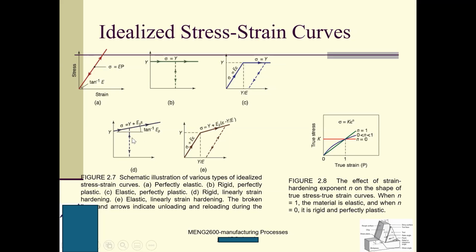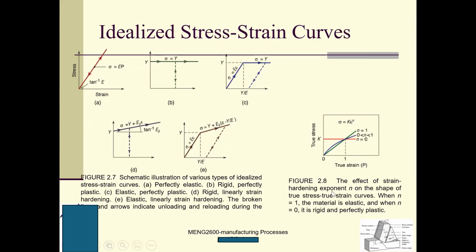So here is a rigid. So D is a rigid linearly strain hardened. This is rigid at the very beginning, then linearly hardened. Hardening means that if there is a plastic deformation, the yield strength is increased. So here is an elastic linearly hardening. This one is the most commonly seen material: elastic and then linearly hardening. So there are several cases here.